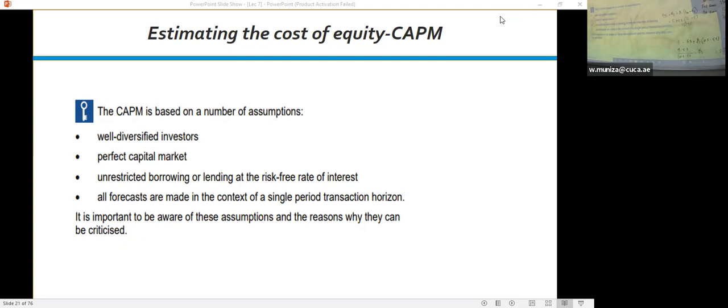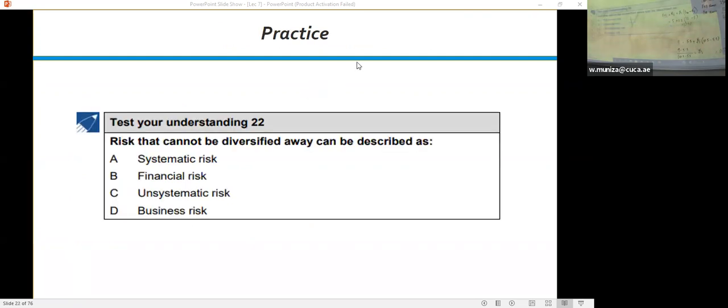It is important to be aware of these assumptions and the reasons why they can be criticized. Now, if I were to ask you what the basic criticism of CAPM is: have you ever seen a perfect market? Have you ever seen situations in which everyone is able to get loans freely? Have you ever seen situations in which the forecast is made for only one time period? These are all assumptions which are not going to apply in any kind of market. Everywhere around the world, we have imperfect markets, with monopolies, oligopolies and duopolies. So there is no such thing as a perfect market, and obviously CAPM is also not going to apply fully. But these are the things provided to us by different management theories, so we can apply them to some extent in our companies.